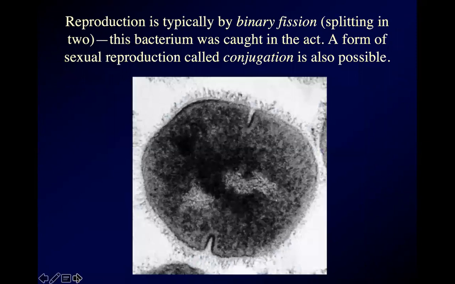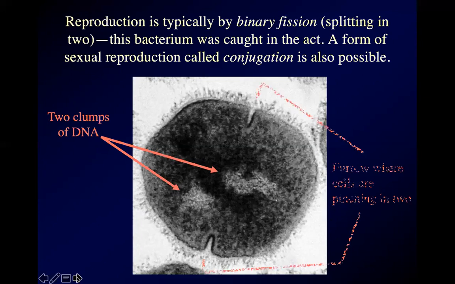I won't say too much about bacterial reproduction. They're capable of engaging in a rather, by our standards, strange type of sex. It's called bacterial conjugation. But typically, reproduction is just by splitting in two. This is a bacterium that was caught in the act. You can see it's a coccus, but there's a little furrow in the center. You're seeing a slice through it, by the way. And that little furrow is where the cell is pinching in two.